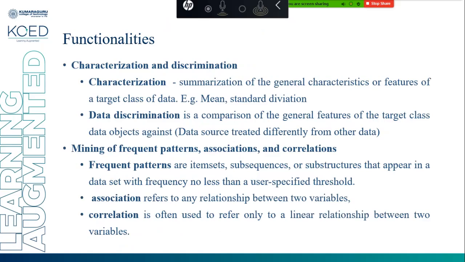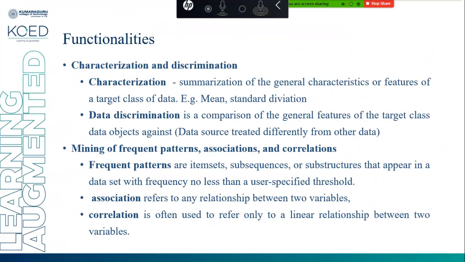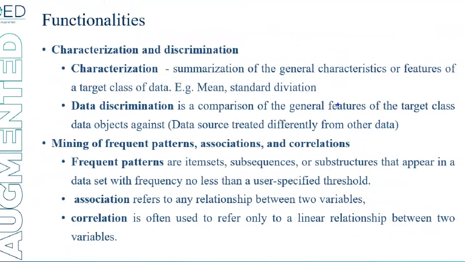Next, functionalities of data mining. The functionalities are characterization and discrimination. Characterization means summarization of the general characteristics or features of the target class of data, for example, finding the mean and standard deviation. It is aggregation of the data. For example, if a daily sales amount is given and I compute the total monthly sales amount, this is known as aggregate data. Mean and standard deviation are all examples.